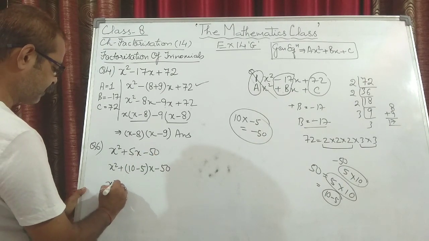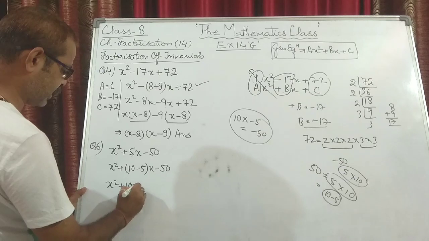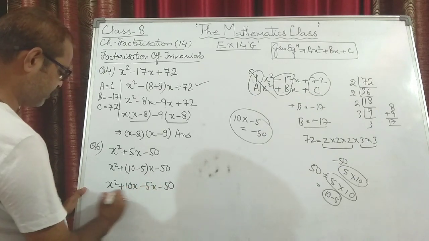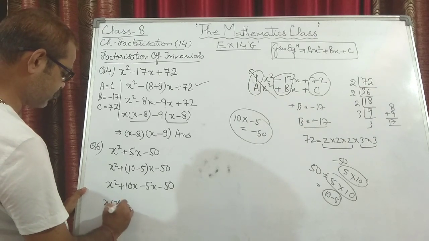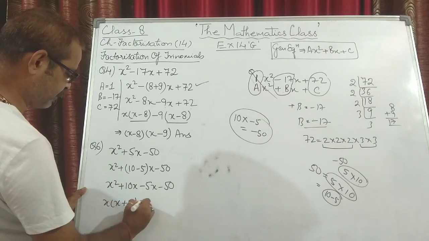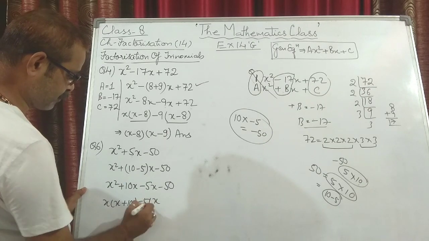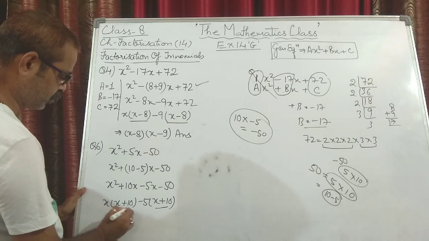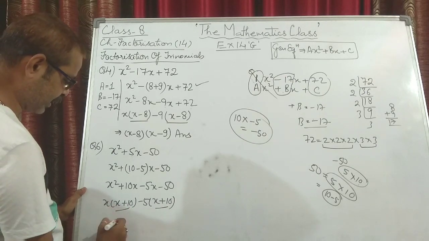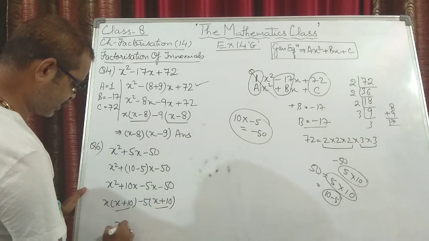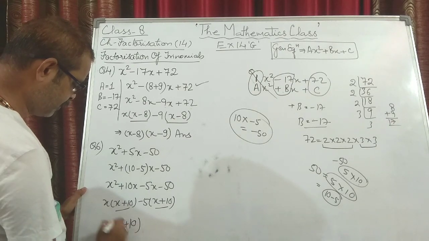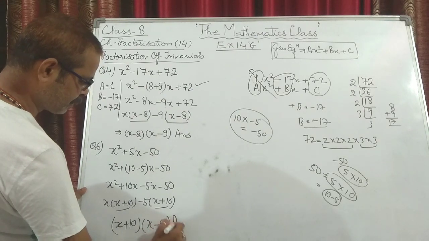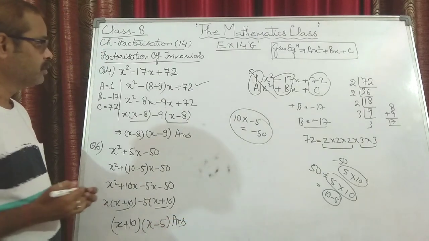Now we open the bracket: x square plus 10x minus 5x minus 50. From the first we can take x common. What is left? x plus 10. From the second we can take minus 5 common. What is left? x plus 5 tens are 50. You can see both these values that are left are the same. So we will take x plus 10 common, and what is left is x in the first bracket, and in the second it is minus 5, and that is the answer.